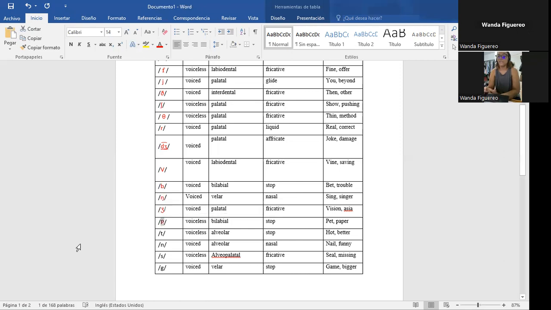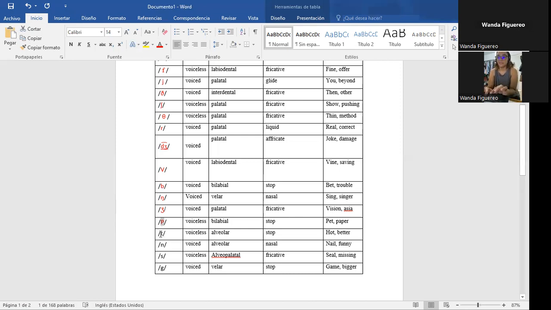We also have the p sound. This one is a voiceless bilabial stop. It is also bilabial, as this sound, this phoneme. So, for example, pet or paper.